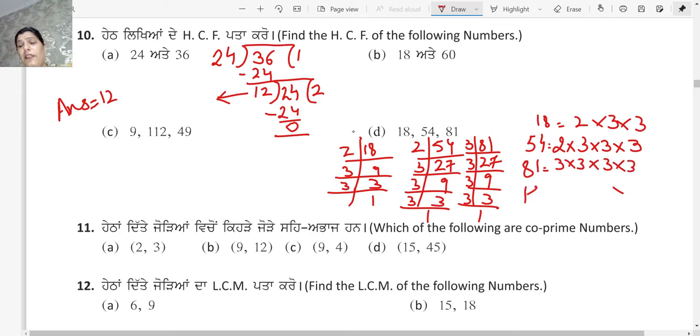And for writing the HCF now, what you have to do is you have to take the common factors from all the three numbers. Now look, beta, 18 and 54 have 2 as a factor but 81 does not. Then this 3 is common in all the three numbers. So this 3 I'll write. Then one more 3 is there which can be taken common from all the three numbers. So this again I will write. Now I cannot take one more 3 because 18 has no more 3 left. So the HCF of 18, 54 and 81 is 3 multiplied by 3, that is 9.